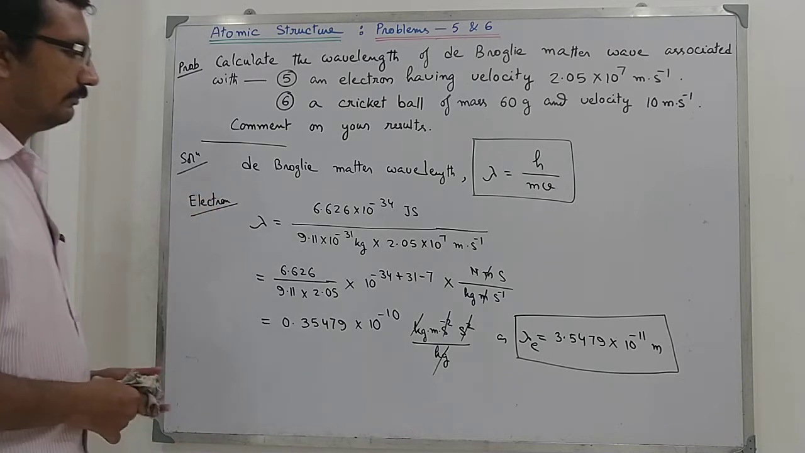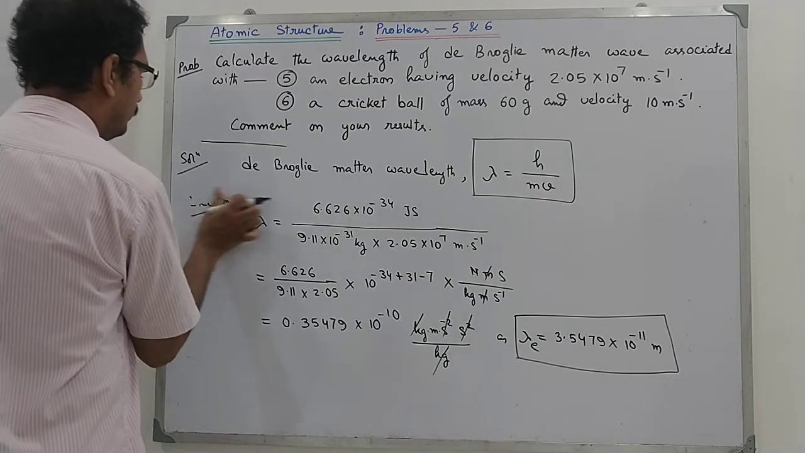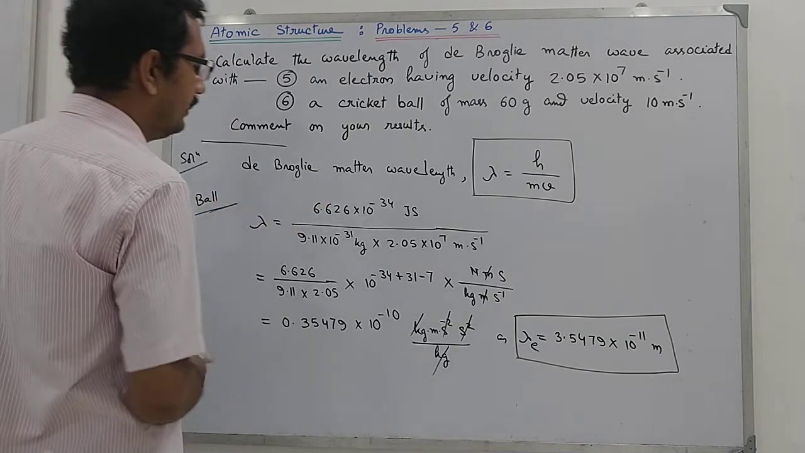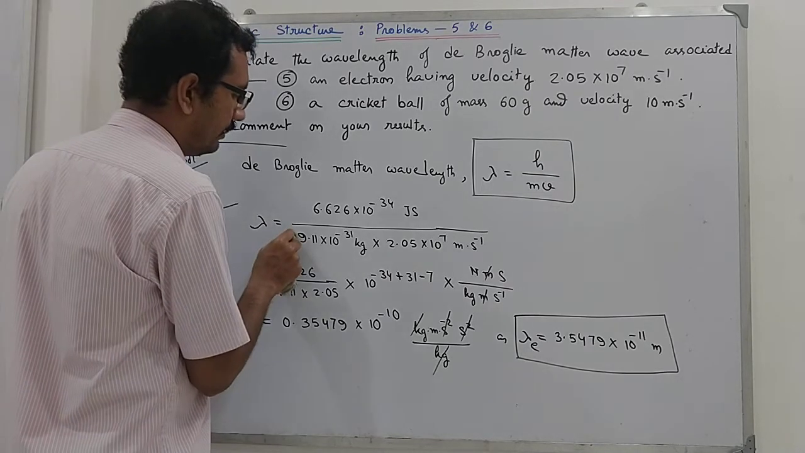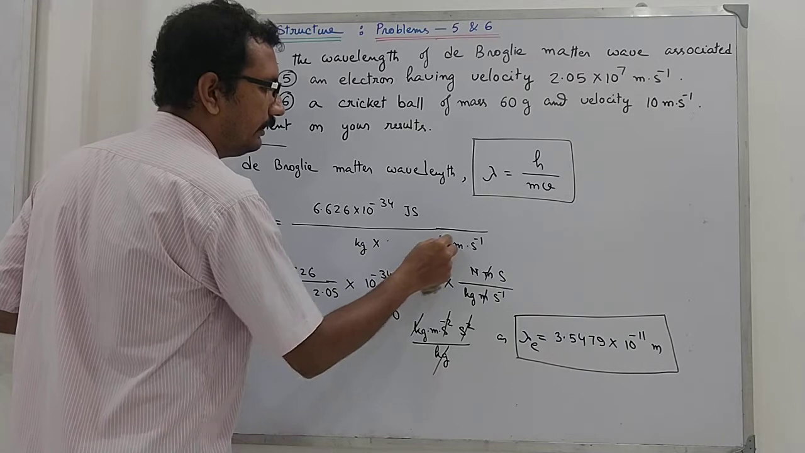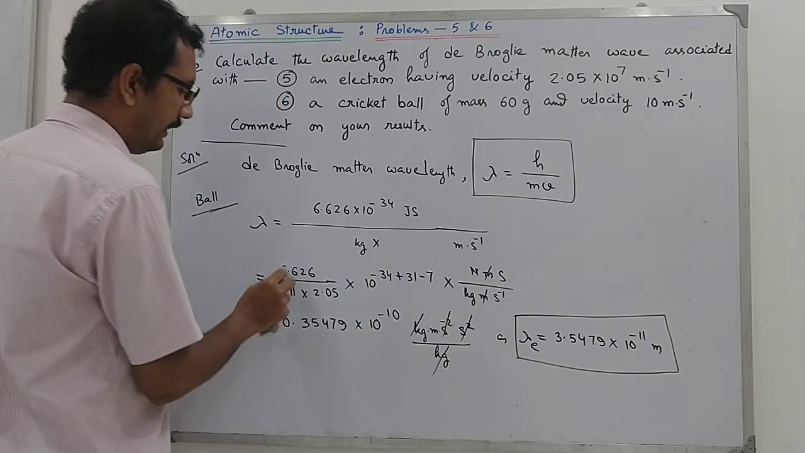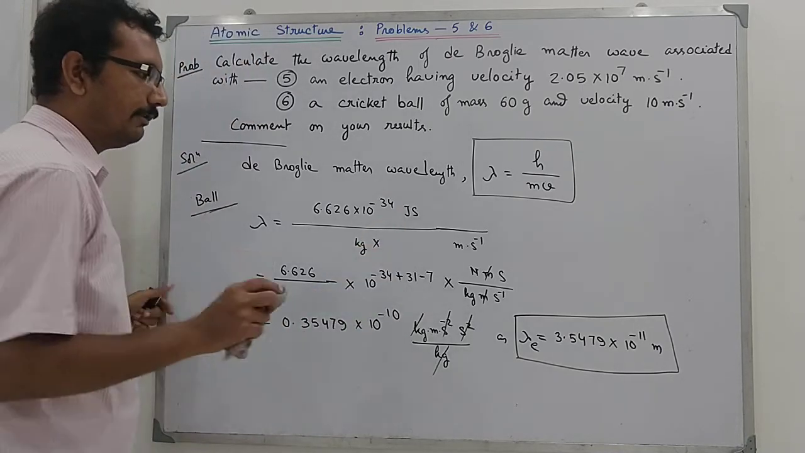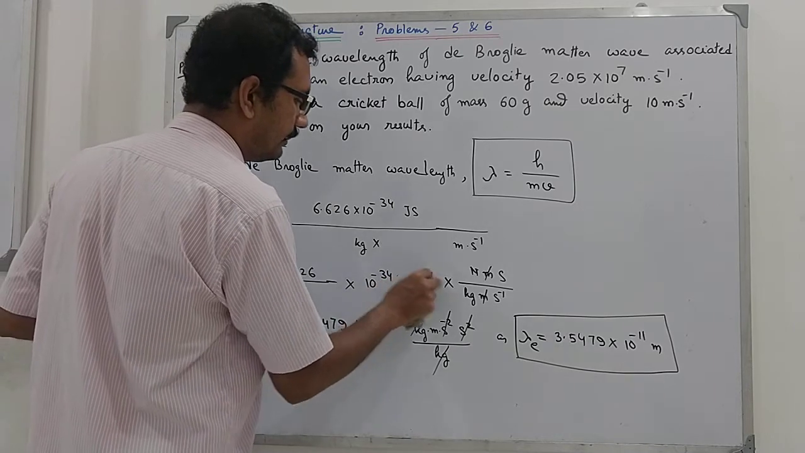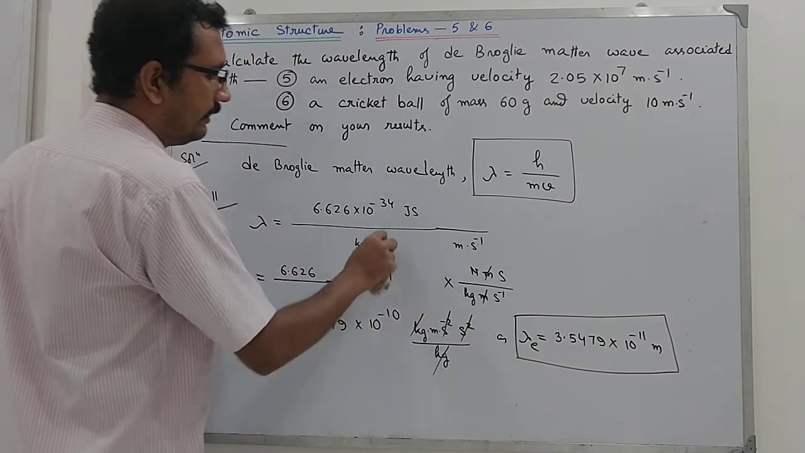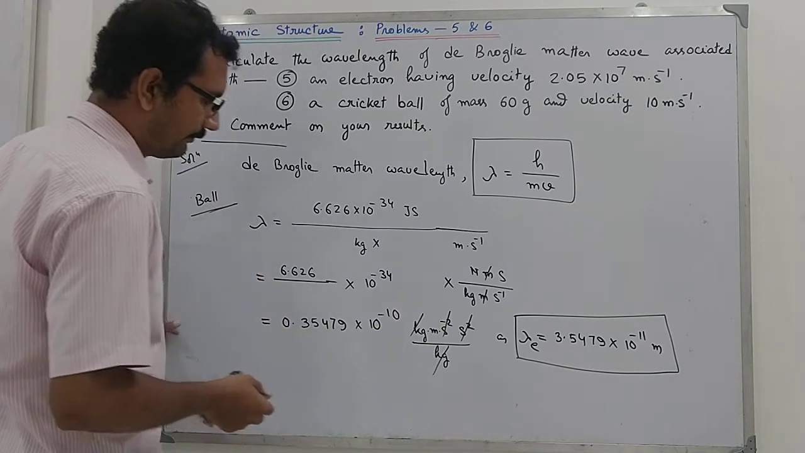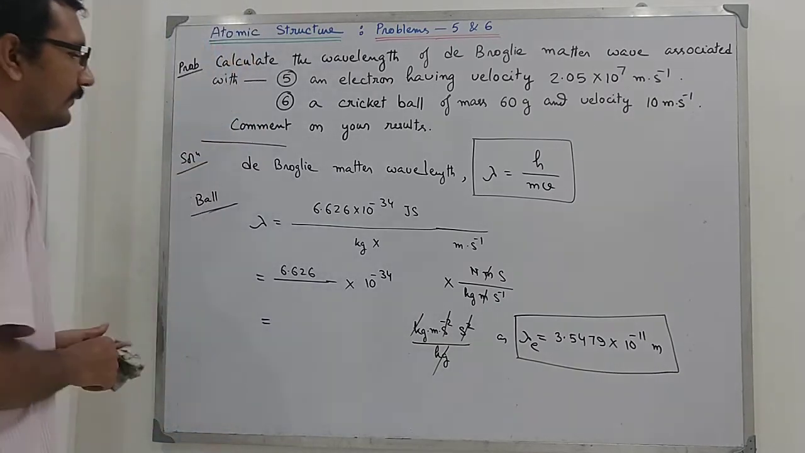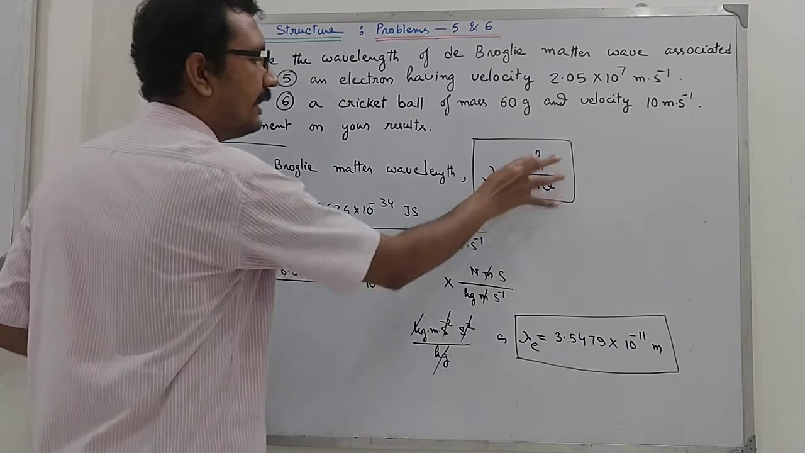So this is the wavelength of the electron. Now for the cricket ball, the same formula is going to work as suggested by de Broglie. Only we have to replace these things. So don't erase in your copy, write it as a new problem. Now let us see what happens. For the ball, lambda equals h by mv.